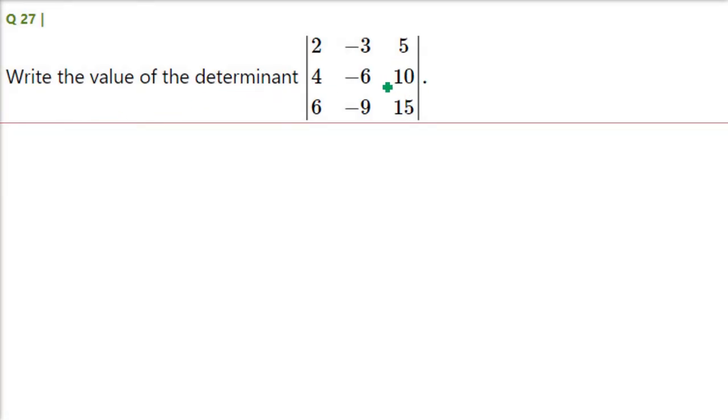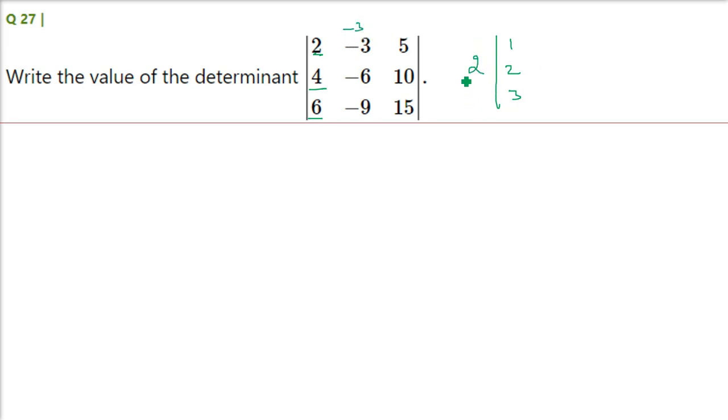Write the value of the determinant. Okay. Now you see, as I said, there are multiple ways to do it. 2, 4, 6. 2 is 2 into 1, 4 is 2 into 2, 6 is 2 into 3. So I am just taking 2 outside. What will it be? 1, 2, 3 inside. Minus 3, minus 6, minus 9.